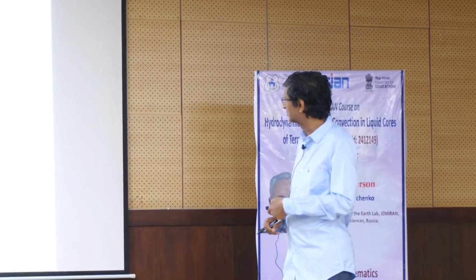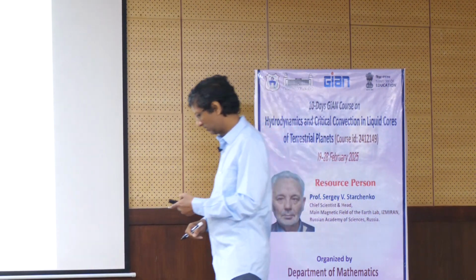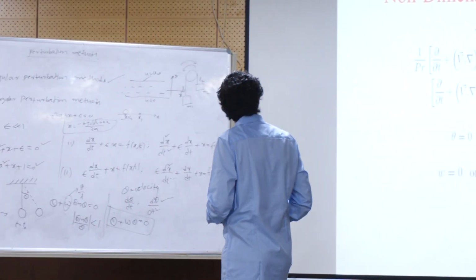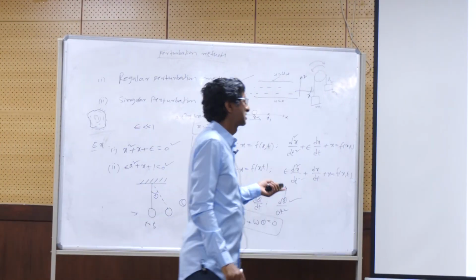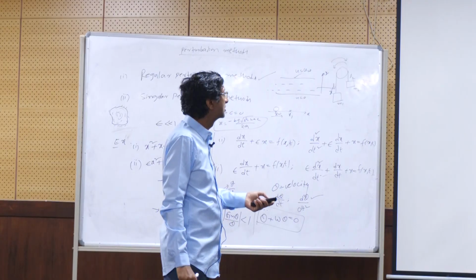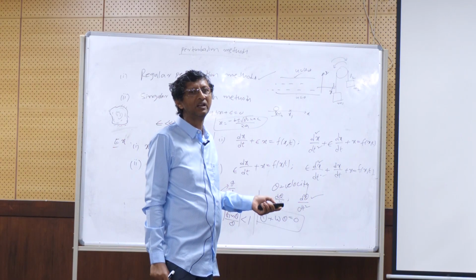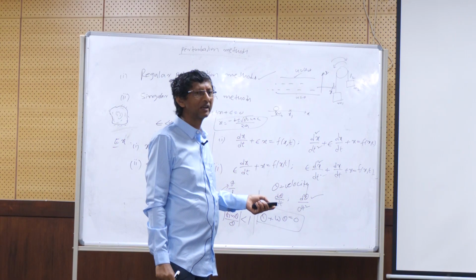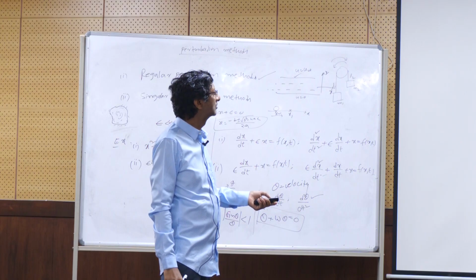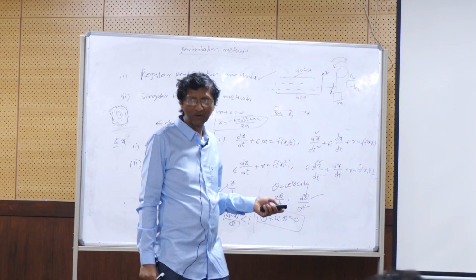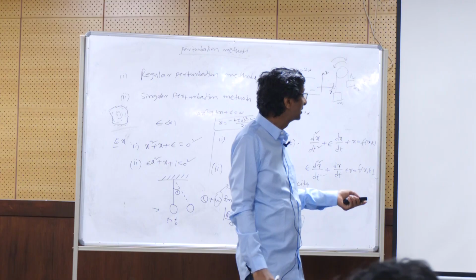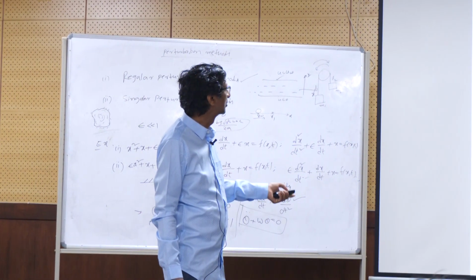And if you use suitable scalings, we can get such type of non-dimensional equations, and one can solve this type of equation using perturbation methods, like regular perturbation methods. Here you can see that epsilon is normalized with the help of the critical Rayleigh number and the boundary conditions.